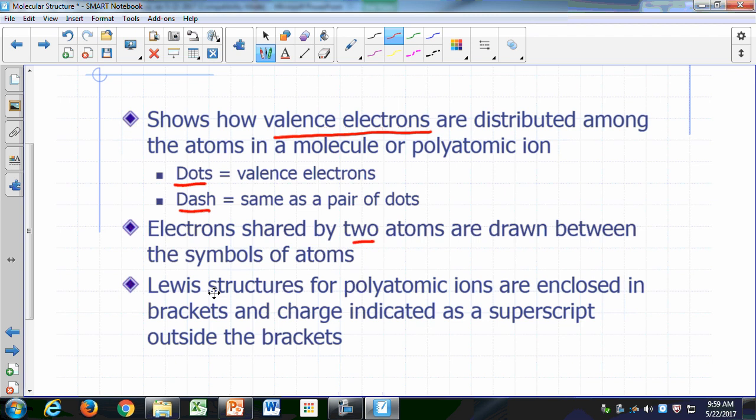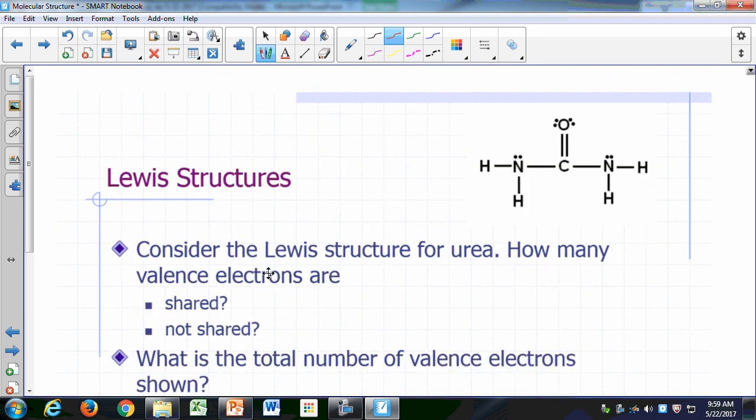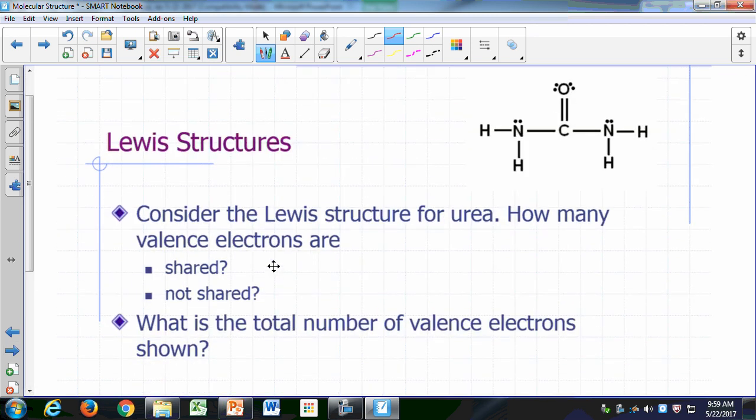And if you're dealing with a polyatomic ion, the Lewis structure must be enclosed in brackets, and the charge must be indicated only as a superscript outside the brackets. So here's an example. This is a Lewis structure for urea. And let's see. How many valence electrons are shown here to be shared by atoms?